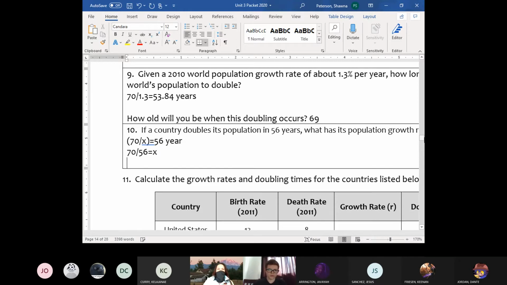So what does that make? Yep. That means your growth rate was 1.25%.